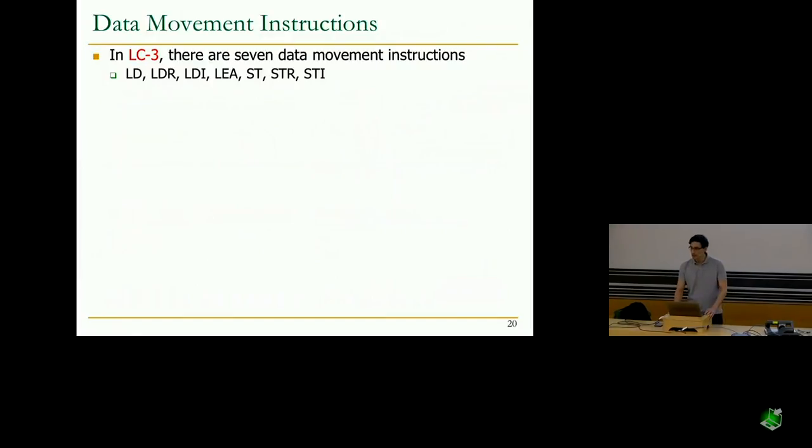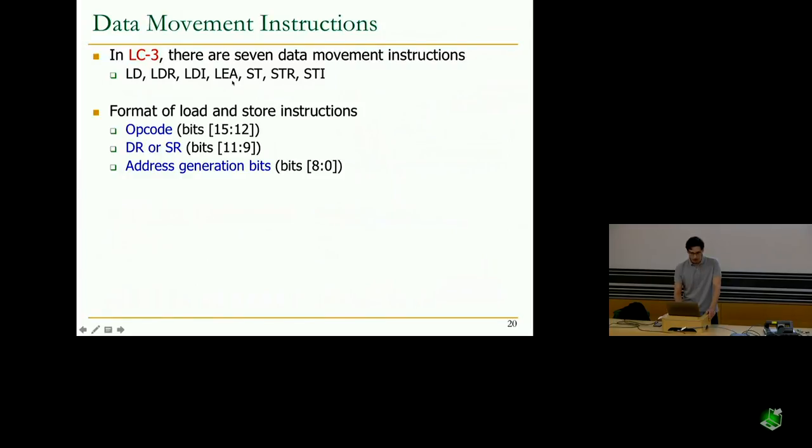In LC3, we have 7 data movement instructions. Observe that these first 3 and these last 3 have kind of similar names. The difference is that these are L from load and these are S from store. So they are equivalent, but the ones on the left are loads and the ones on the right are stores. And then we have this 7th one, which is LEA. You will see next how we implement it. This is called load effective address.